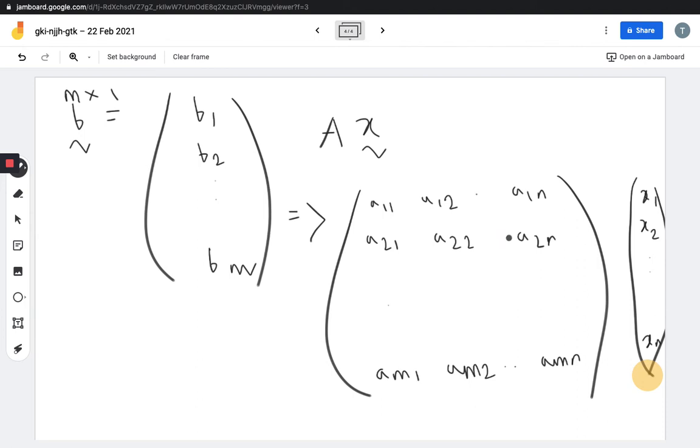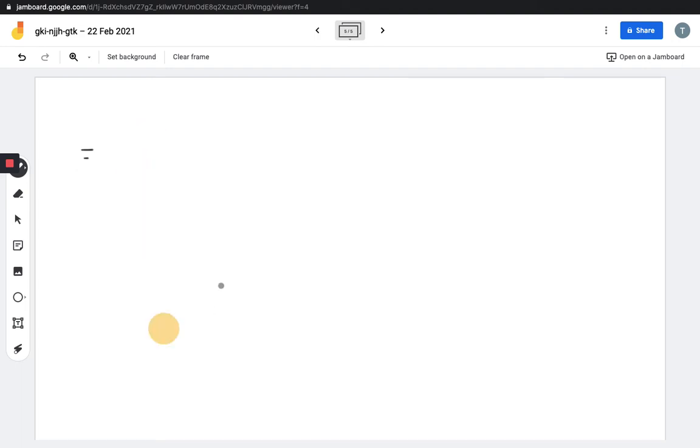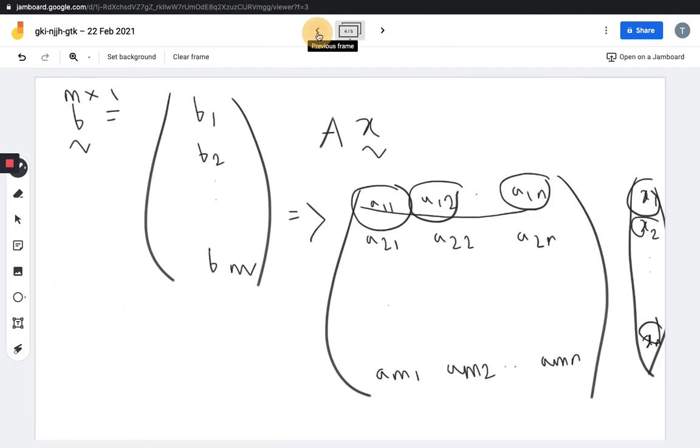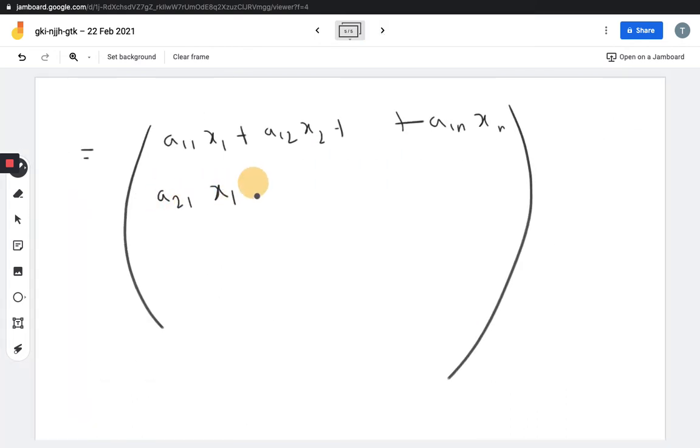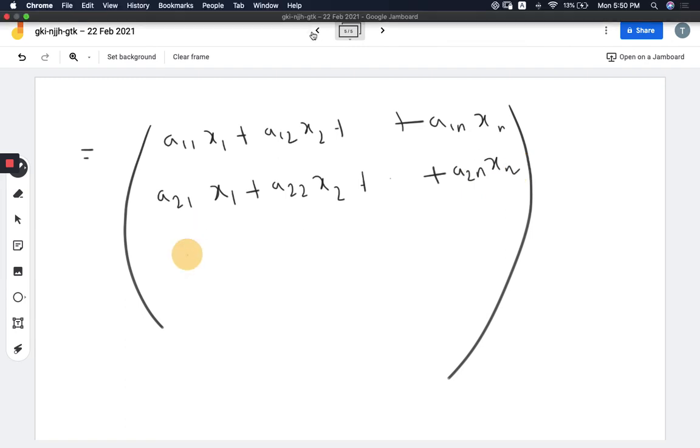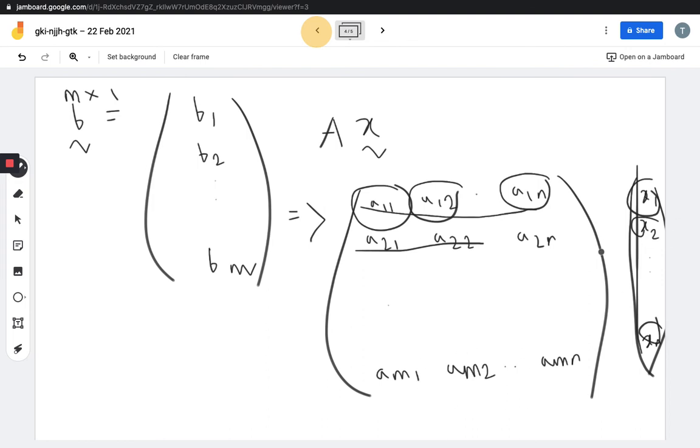Now just multiply. How to multiply? Just take this row and multiply with this column. So if we multiply, the first row would be a11 x1 plus a12 x2 plus a1n xn. Now look at this second row. Multiply this into this: a21 x1 plus a22 x2 plus a2n xn. In this way, am1 x1 plus am2 x2 plus amn xn.